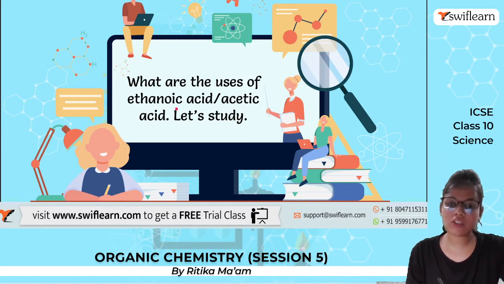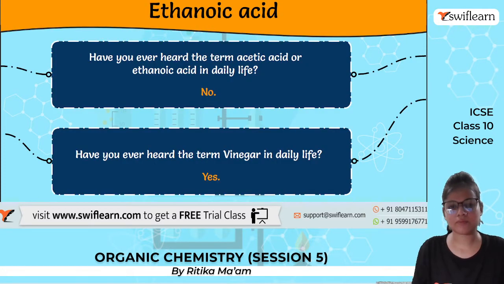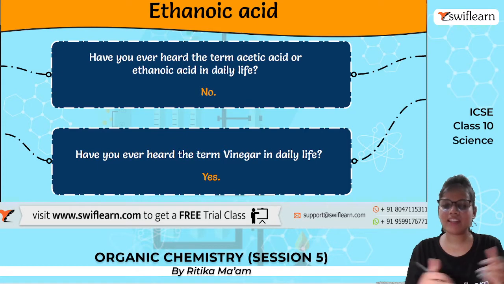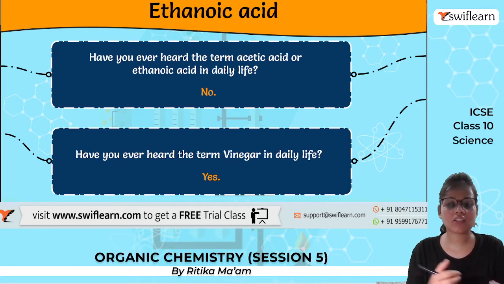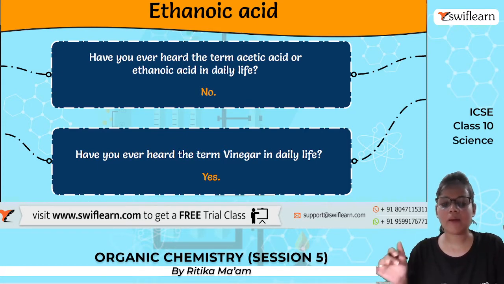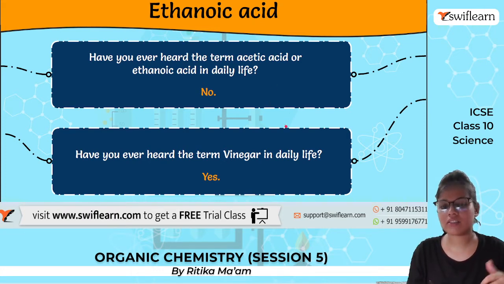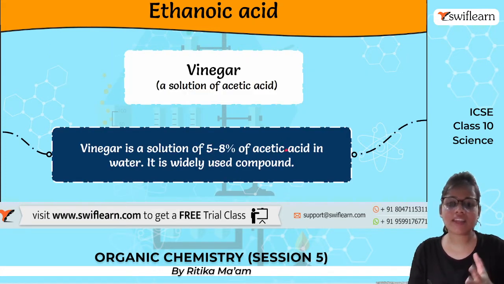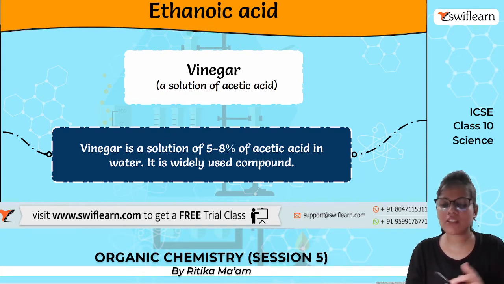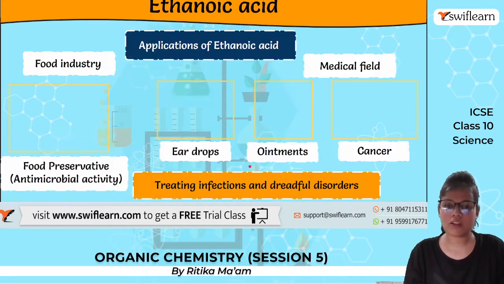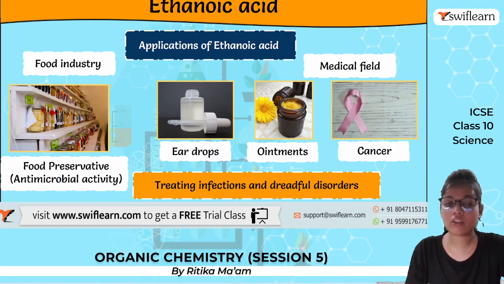Now what are the basic uses of ethanoic acid or acetic acid? Normally in daily life we do not hear terms like ethanoic acid or acetic acid, but vinegar, I'm very sure that every one of you might have heard this term vinegar, right? So it is the same, okay. Vinegar is actually a solution of acetic acid in which 5 to 8% acetic acid is used in water. Ethanoic acid is widely used in food industries as a preservative. Then it is used in ear drops, ointments, and also in treatment of cancer.